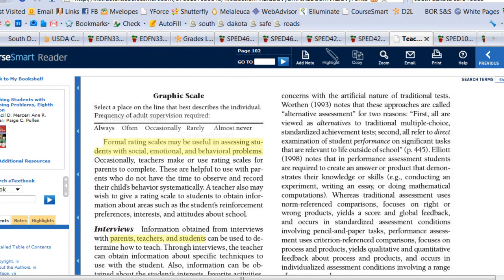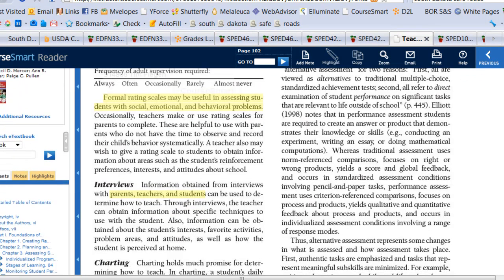Formal rating scales may be useful in assessing students with social emotional behavior problems, but that's not really what we're talking about here. We're really focusing in on academic things here, because there are some commercial formal rating scales like determining ADHD, ADD, those types of things.